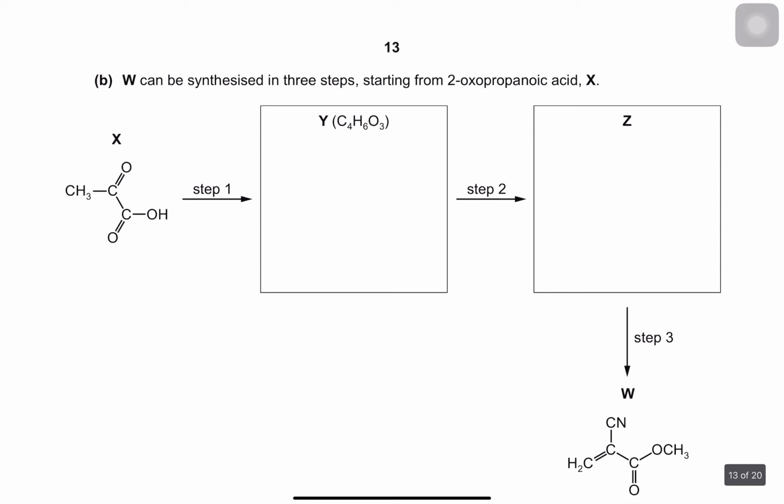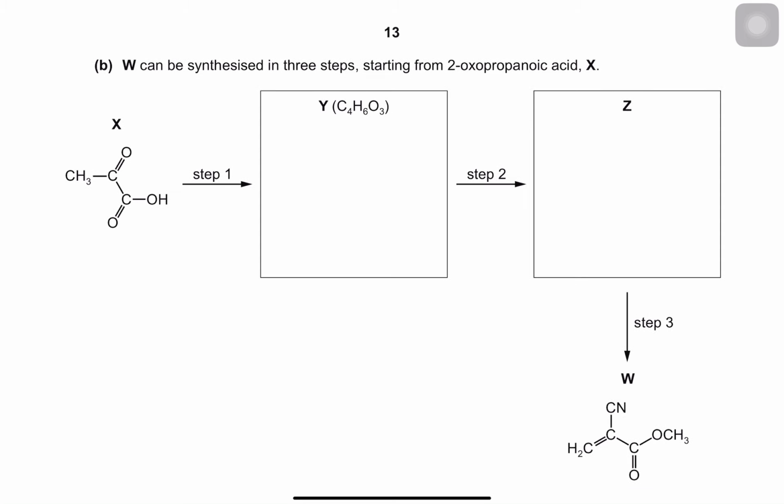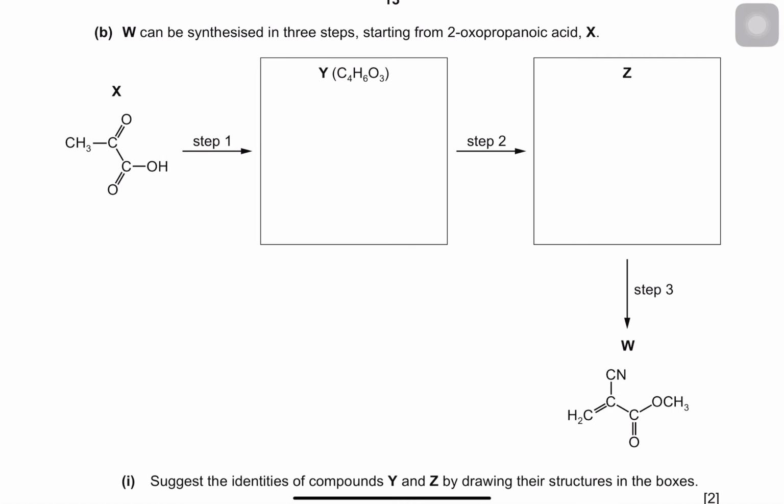W can be synthesized in 3 steps starting from 2-oxopropanoic acid. Achha ji. Okay, so we have to deconstruct it kind of. We can notice that the major change is here. This is your change 1. And when you remove H and bring the alkyl chain, that's a kind of esterification. So maybe you're doing one of this. Second, you're removing this. O is going away. CN is coming in. So that is change 2.